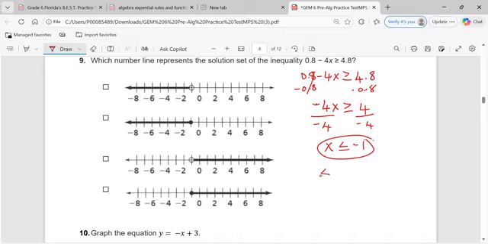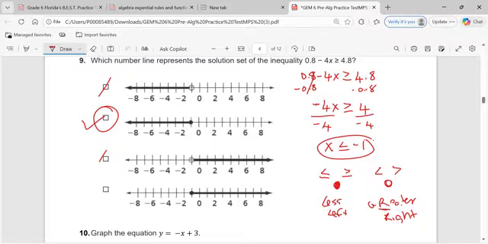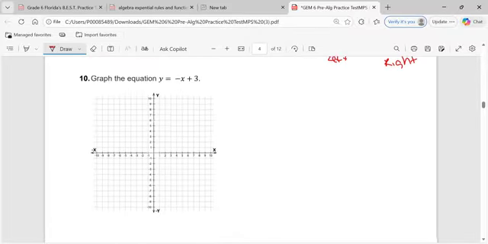So if it's greater than or equal to, we're looking for a closed circle. And if it's less than or greater than, we're looking for an open circle. I'm going to be looking for a closed circle here, and then it needs to be less than negative 1. Less than goes to the left, while greater goes to the right. So because x is less than, we're going to the left. That is our answer.